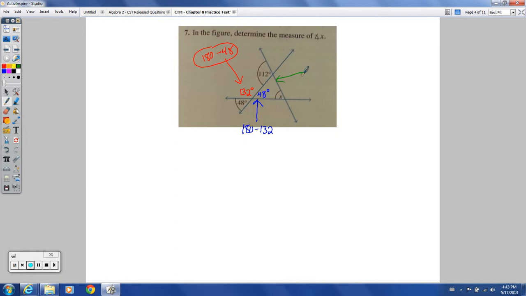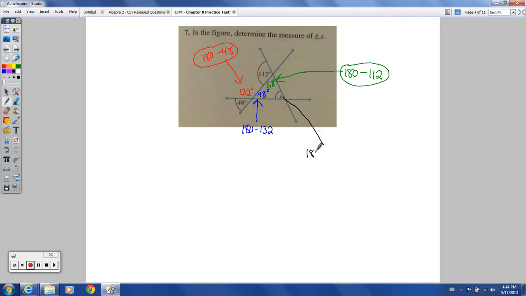I caught my mistake too late, or my unnecessary work too late. It wasn't really a mistake, but that's okay. 112, what's going to be here? They form a line together. 180 minus 112. That would be 100 and, or not 100, it would be 68, not 160. So 68 degrees. So now we have 68 degrees here, 48 degrees here.